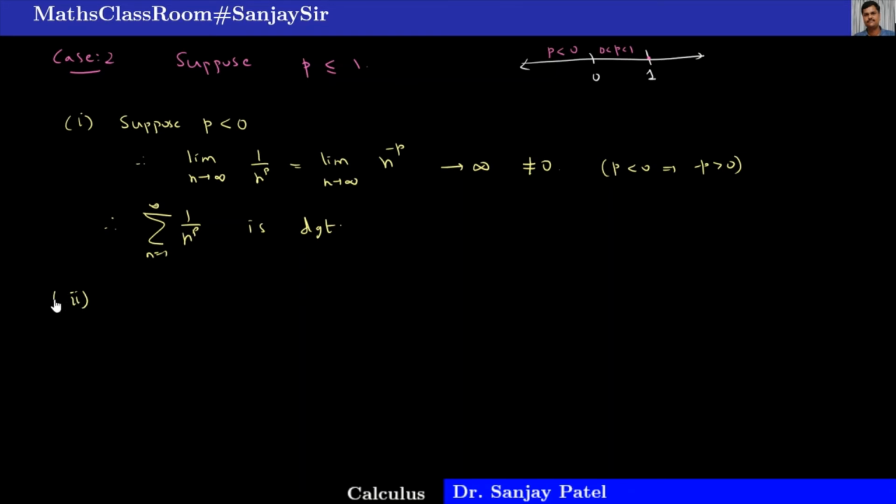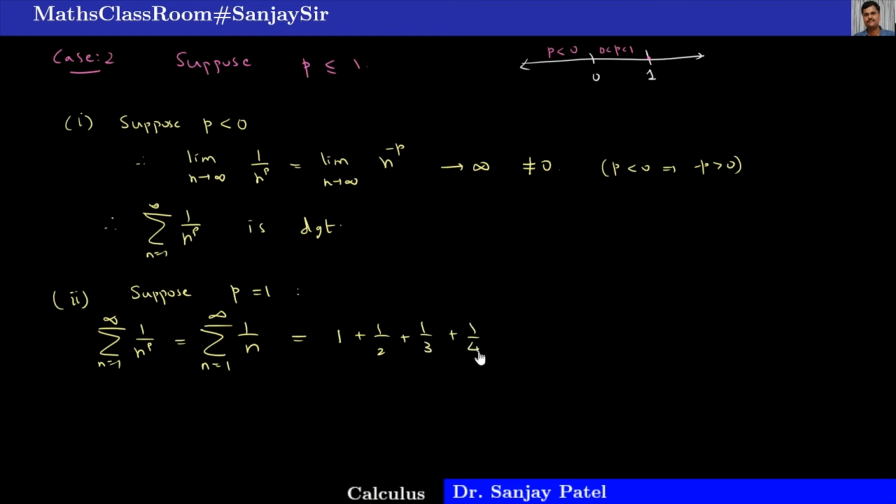Now number 2, suppose p is equal to 1. We also proved that for p equal to 1, the series sigma 1 upon n raised to p becomes sigma 1 upon n, n is equal to 1 to infinity. This divergence we already discussed, but we will write it again here. This is 1 plus 1 by 2 plus 1 by 3 plus 1 by 4 plus 1 by 5, 1 by 6, 1 by 7, and so on. We are writing more terms to understand the logic.